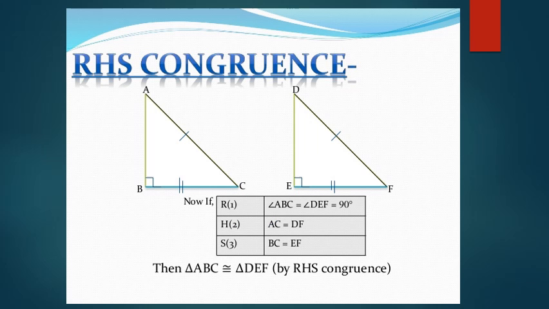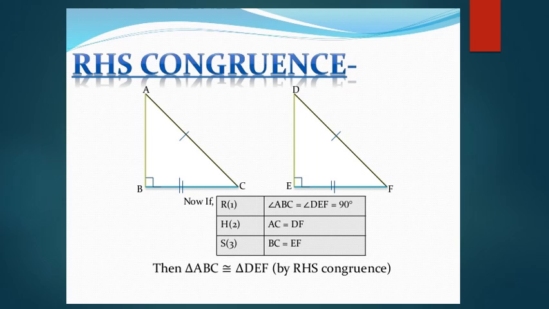Our next criteria is RHS congruence criteria. Now RHS is that congruence which is only applicable to right angle triangles. As you can see from the symbol in our example, R means the right angle of the first triangle is equal to the right angle of the second triangle. Here our first right angle is ABC, equal to the second right angle DEF.